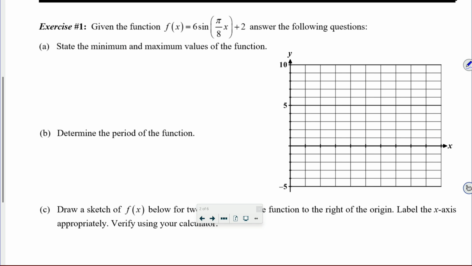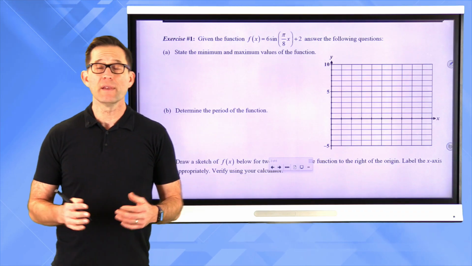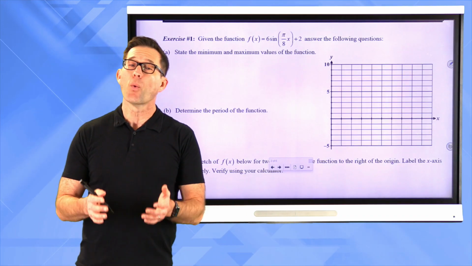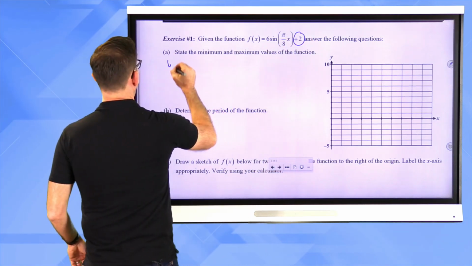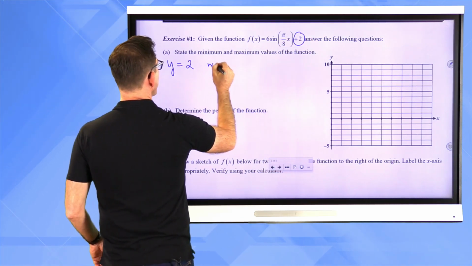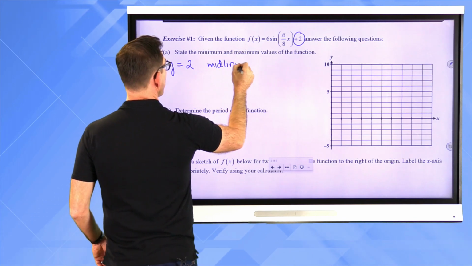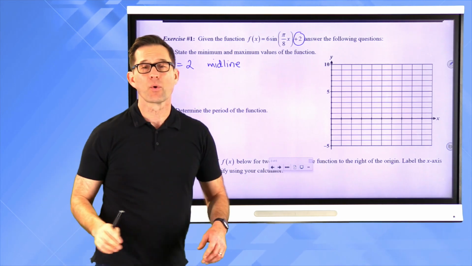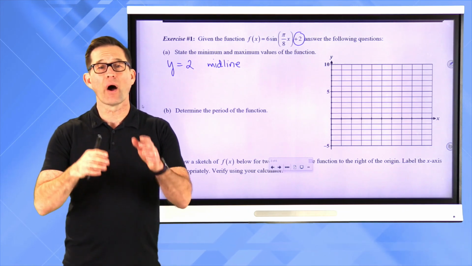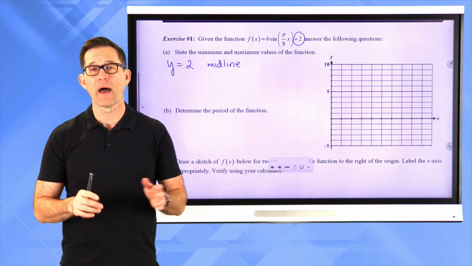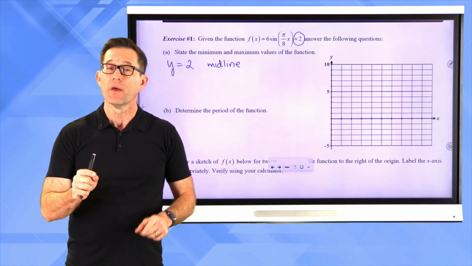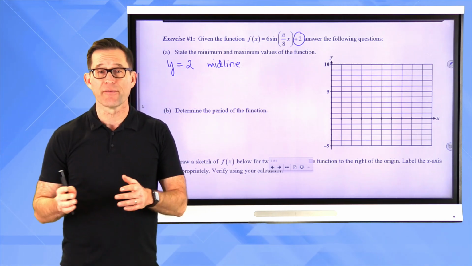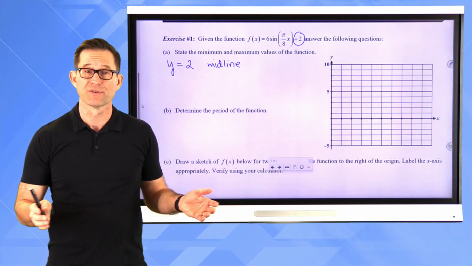Letter A. State the minimum and maximum values of the function. All right, well, let's review how this is done. So one thing that I know immediately when I look at this equation is that y equals 2 is what's known as the midline of the function. In other words, this trigonometric function rises and falls an equal amount above and below the horizontal line y equals 2. Now, how much does it rise and fall above the line y equals 2?